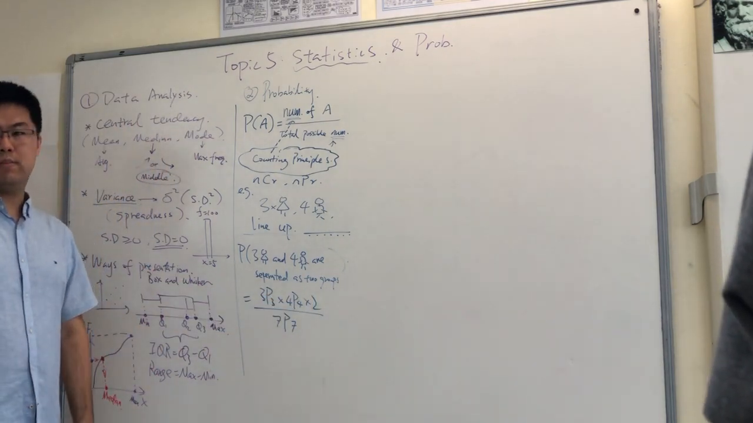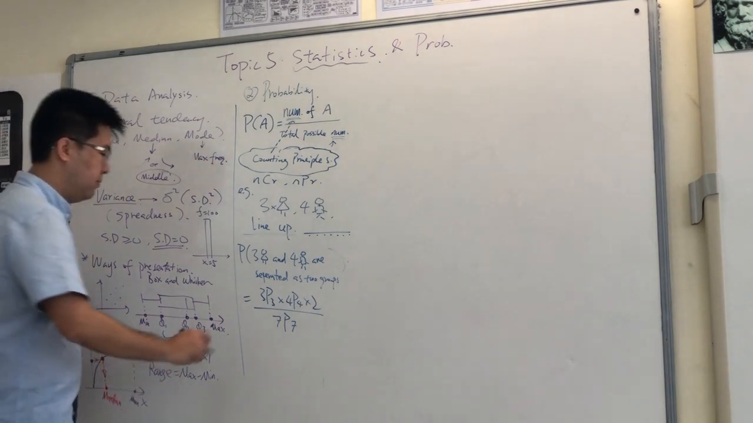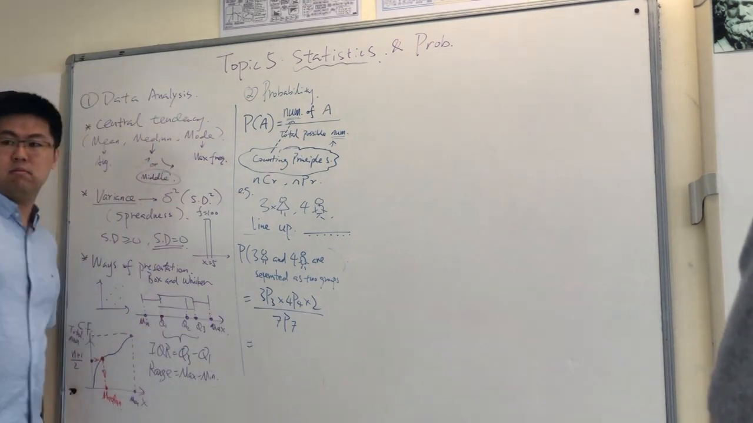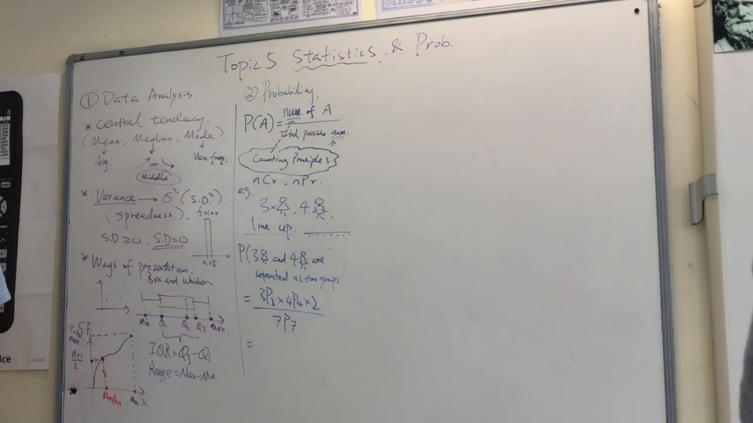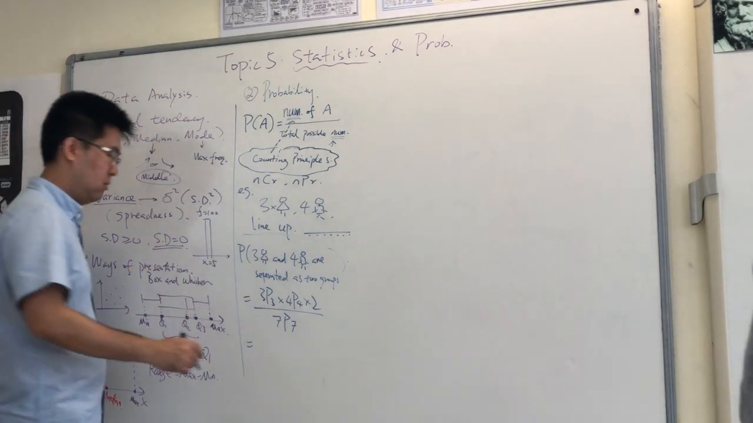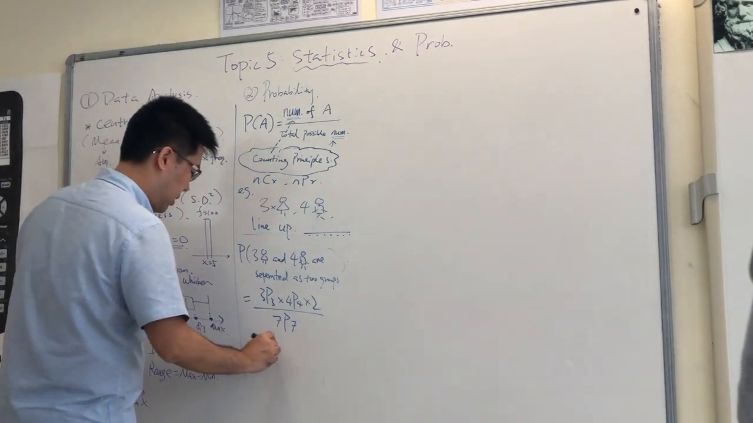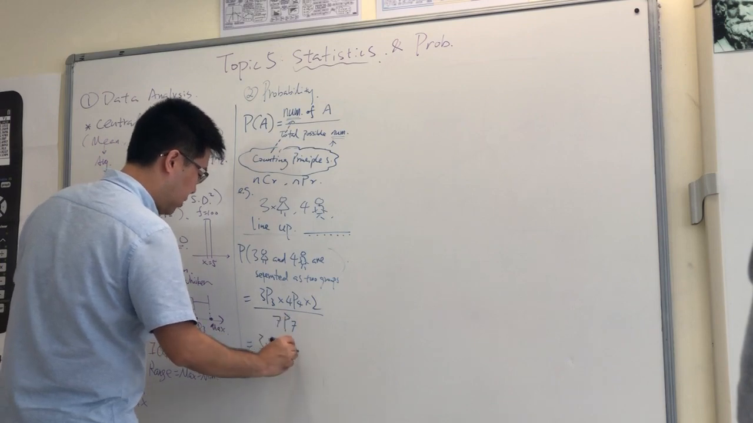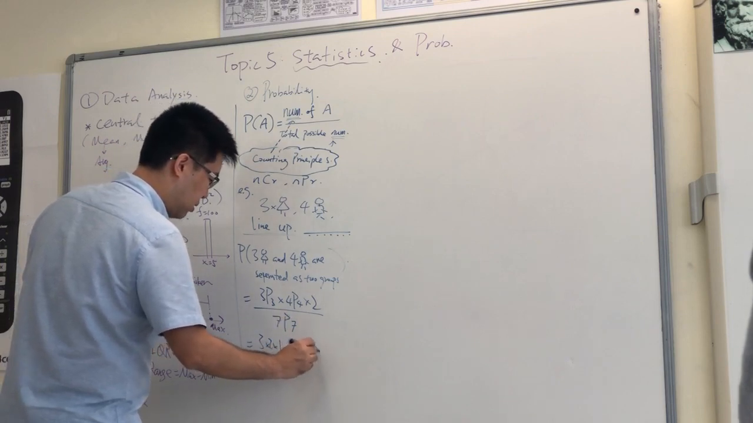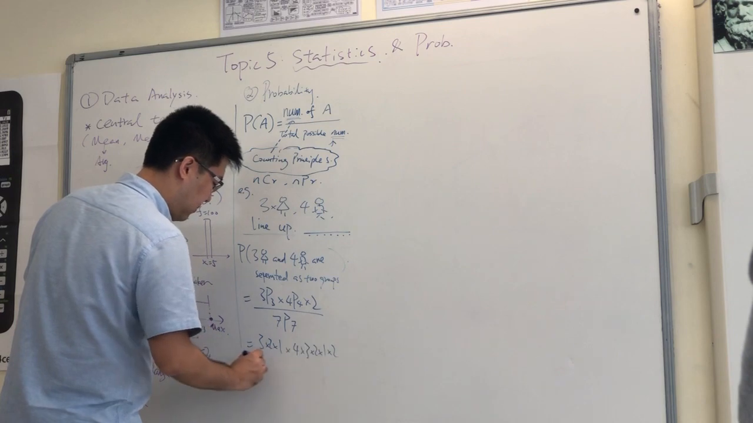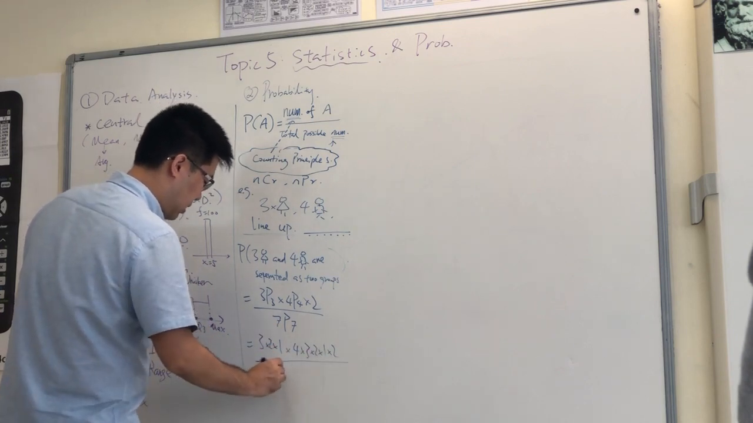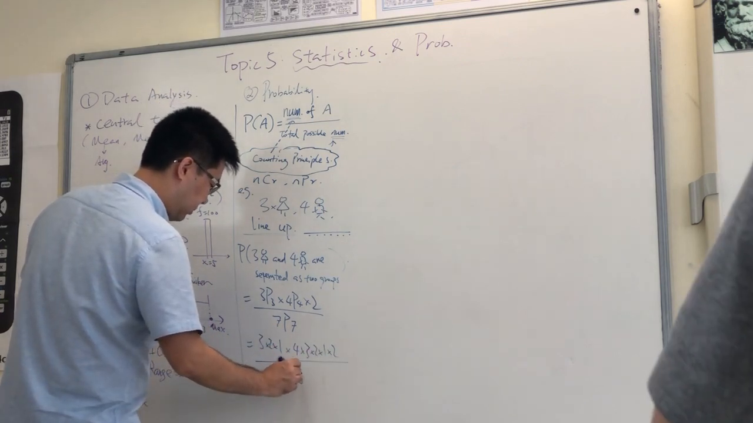Alright, let's do the calculation by ourselves without using the calculator. 3p3, what is that? 3 factorial. So it's 3 times 2 times 1. And then the 4p4 is just 4 times 3 times 2 times 1. And times by 2? It's 2 over 35.